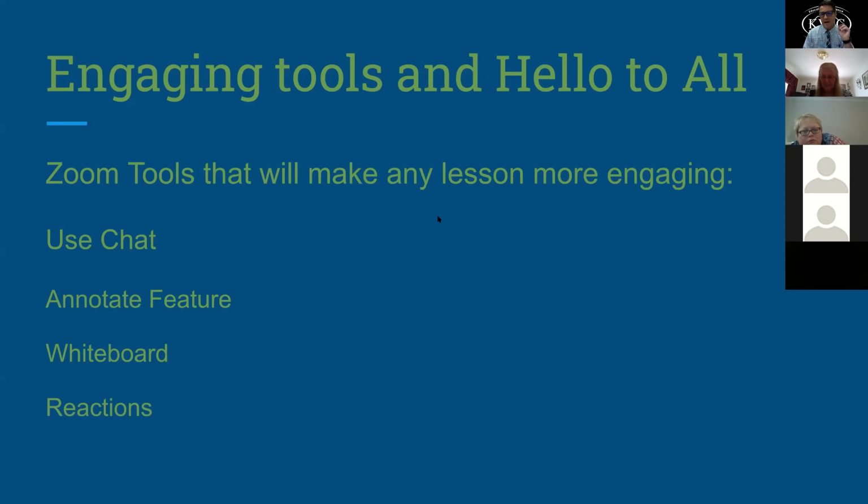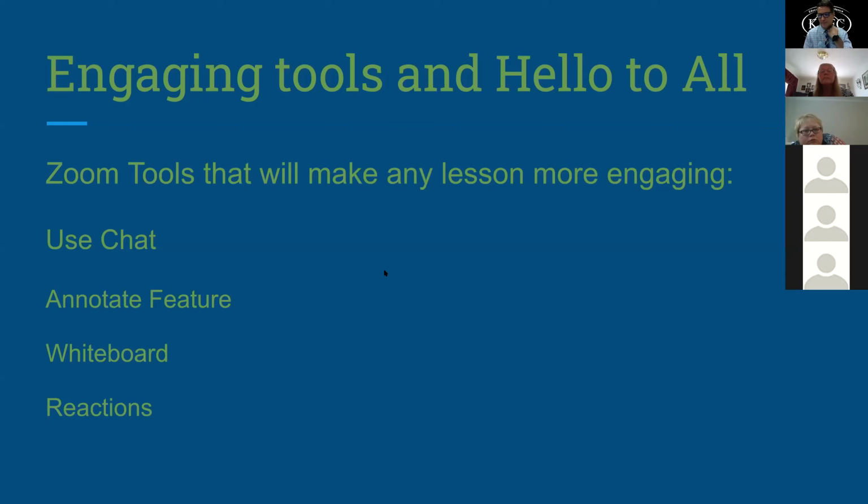So our Zoom tools will make any lesson more engaging. You guys have been using the chat this morning, so you already know how to do that. One of the other things that we can do is to use the Annotate tool. Up at the top, if you hover near the top, you've got a button that says Annotate. What I want you to do right now is hit that button, choose by enabling your mouse, and then choose Draw on your Annotate, and circle the Annotate feature on the screen.